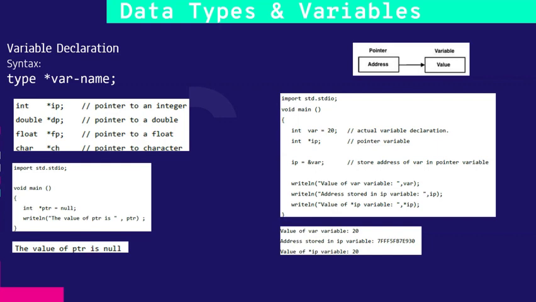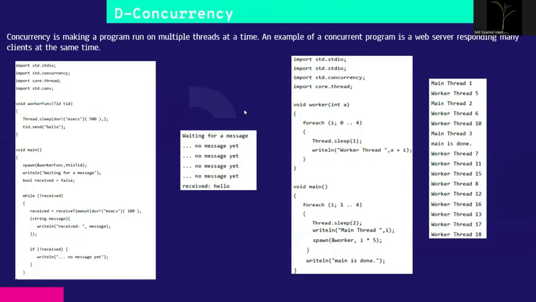So let's move on to concurrency. Concurrency is making a program run on multiple threads at a time. An example of a concurrent program is a web server responding to many clients at the same time. And concurrency is easy with message passing, but it's very difficult to implement.